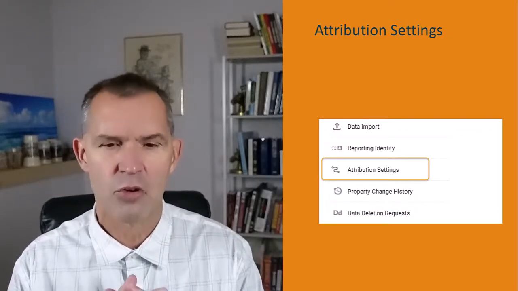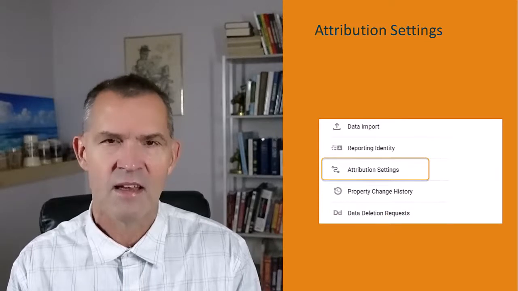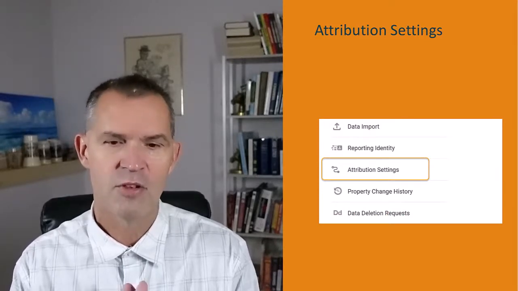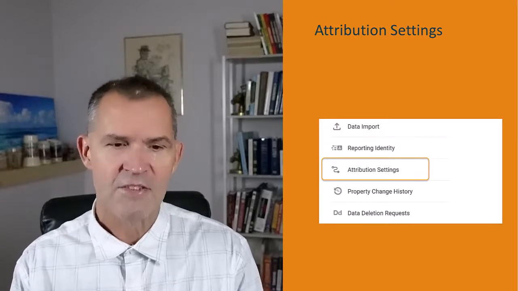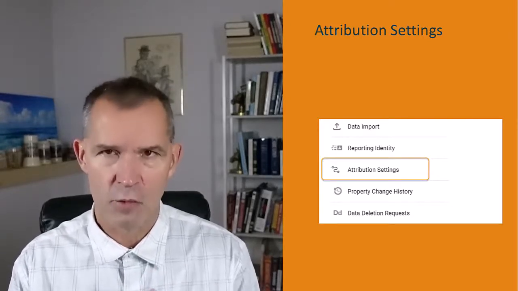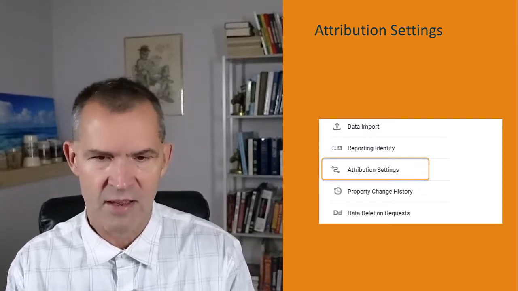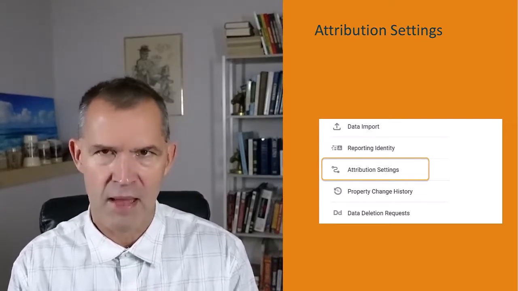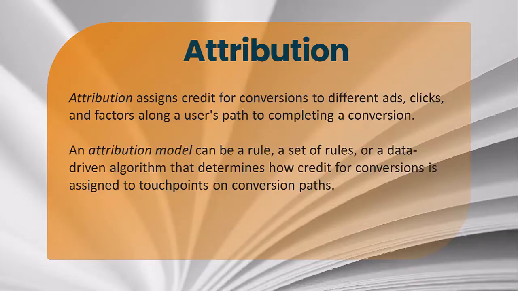It's how they assign credit for conversions to different ads, clicks, and factors along a user's path to completing a conversion. And an attribution model can be a set of rules, a rule, or a data-driven algorithm based on all the different clicks and series for that path to conversion. Now, if people have opened an email, then maybe did a direct search a couple of times, clicked on a paid ad, all of those are part of the data-driven. And with first-click attribution, you've got last-click attribution, first-click attribution, linear, position-based, and time decay.